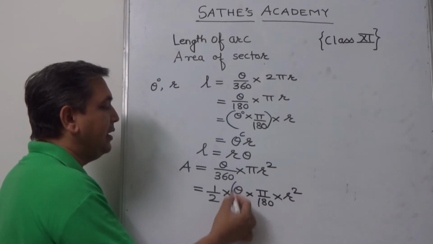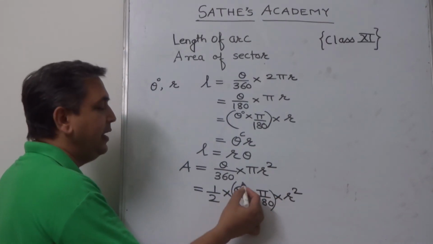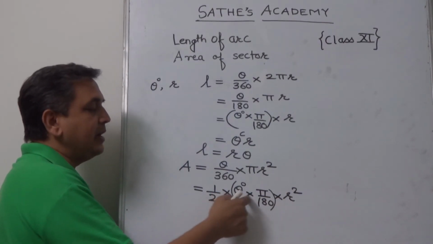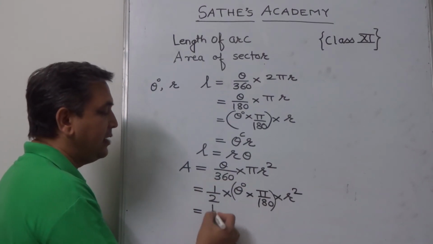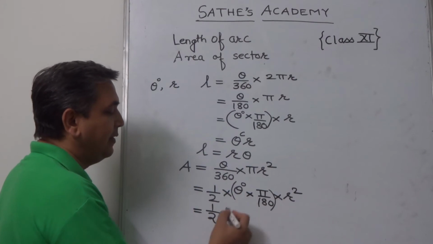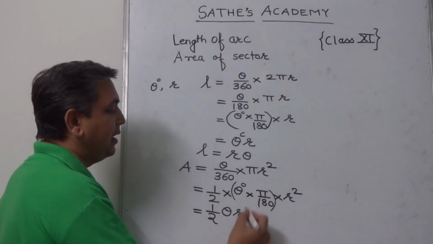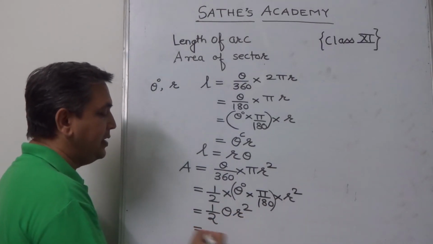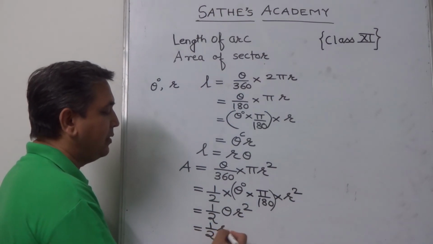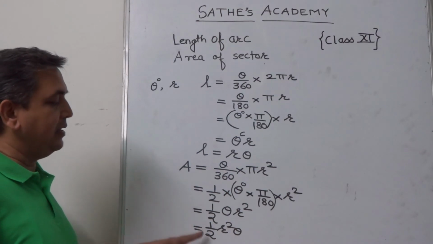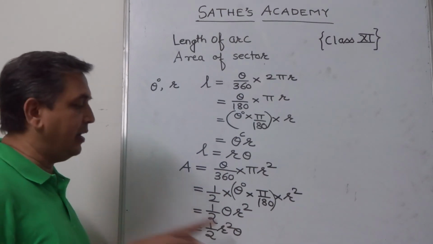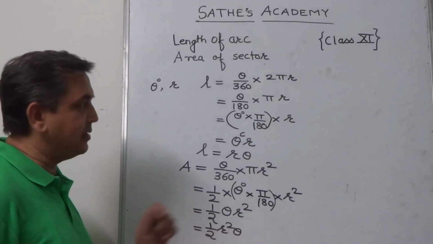Again, this angle theta is in degrees, and this degrees is multiplied by pi by 180, it becomes angle in radians, and so we get half theta r square. We rearrange this as half r square theta. So area of sector is equal to half r square theta, where theta is in radians.